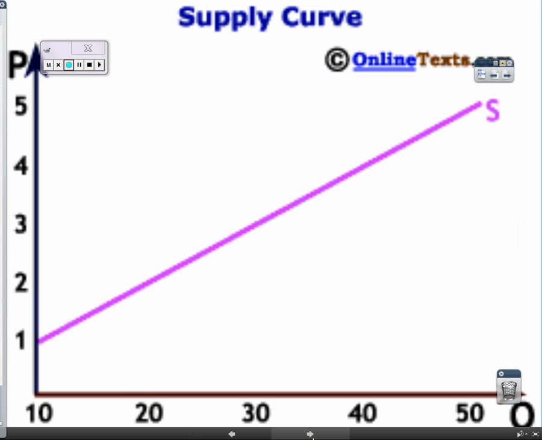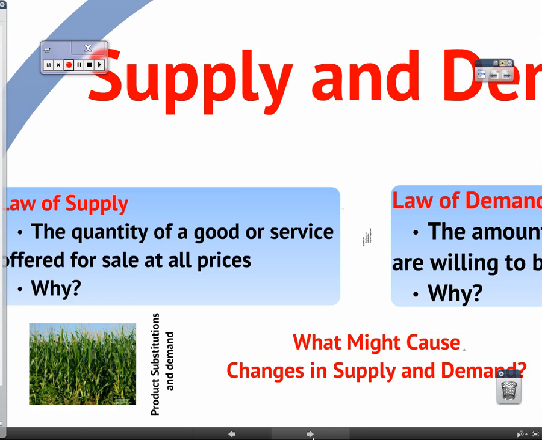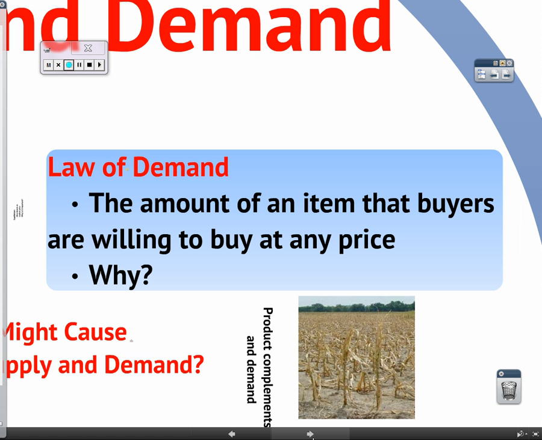See the supply curve? This is what you will be doing tomorrow in class. You're going to be making your own supply curve and your own demand curve. We'll see that further on. Excuse me. The law of demand: the amount of an item that buyers are willing to buy at any price. Not, I demand something. It is how much of something you want. That's the definition for economics. The quantity of an item that people want to buy. So it comes in hand in hand with supply.